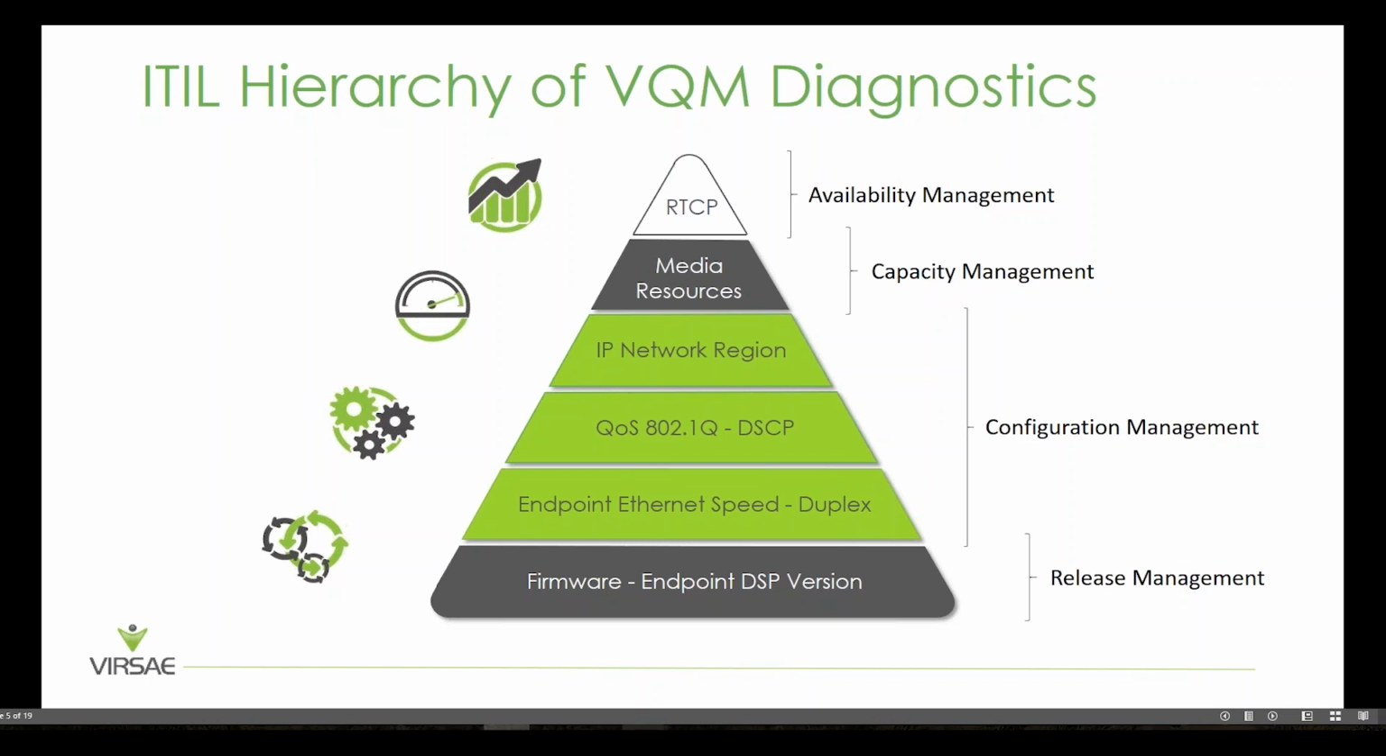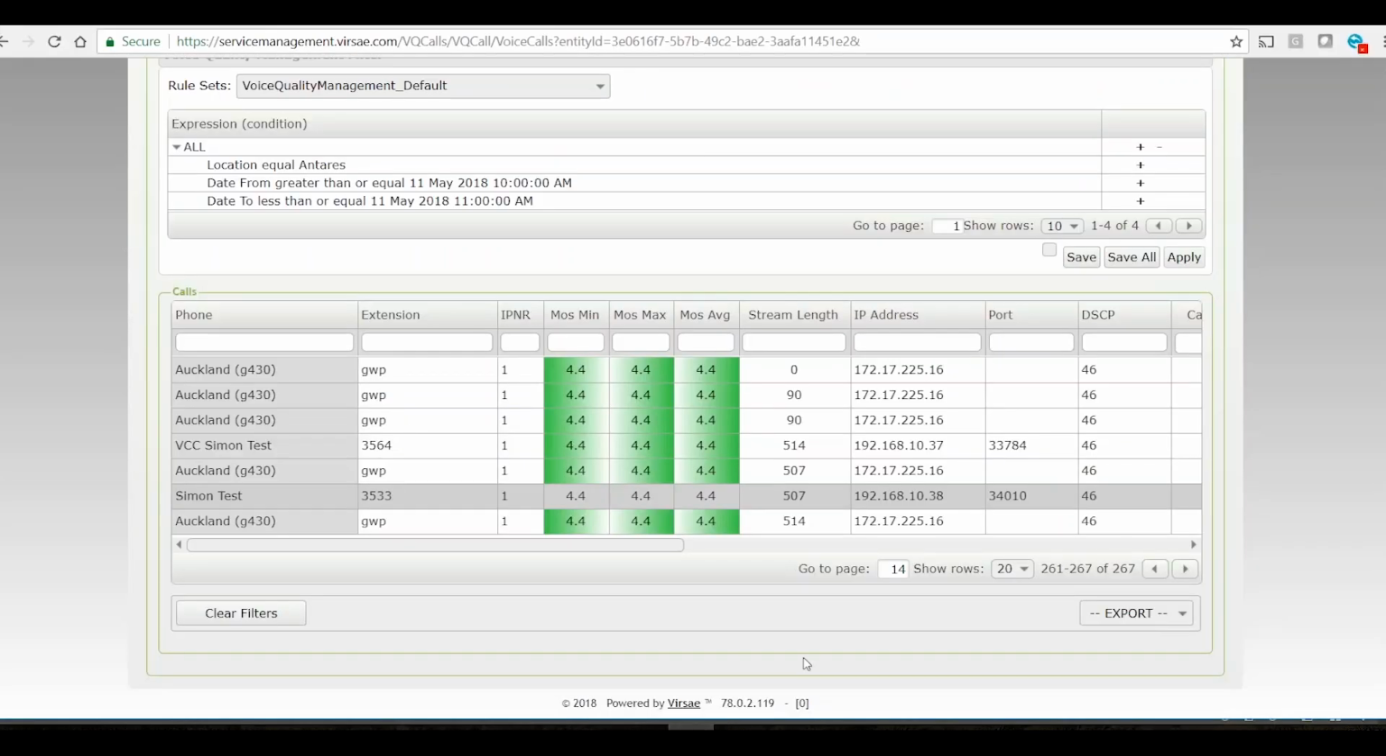So I jump across now to the VQM page. You guys may recognize this. So we've got a filter up here for a call that was made earlier today by Simon, and I've got that highlighted there so we can see a few things about that call, or that particular stream, from that point there. And in particular, things like IP address, port, where the audio was, and importantly, the DSCP value.